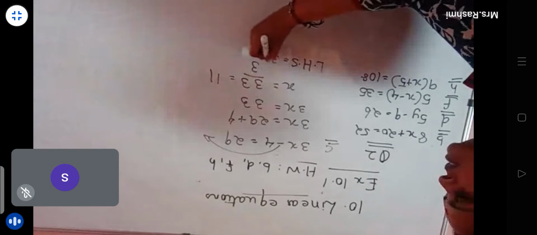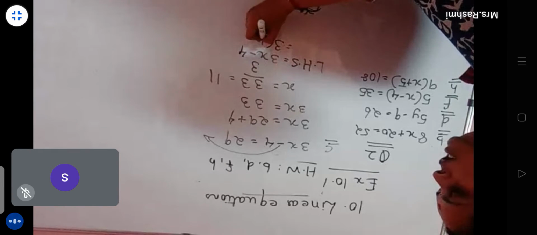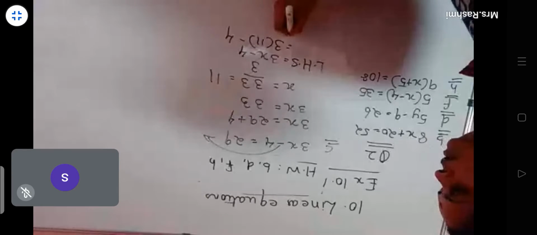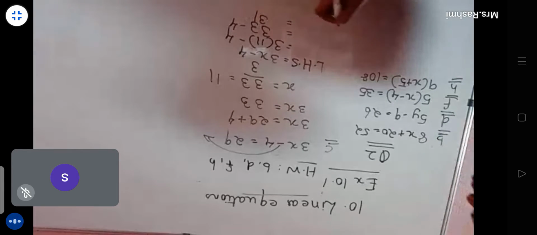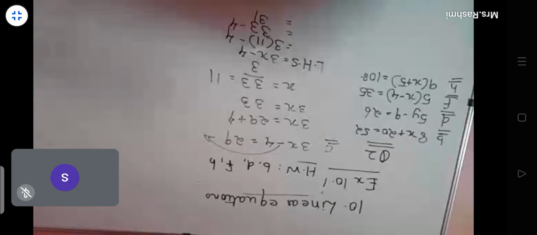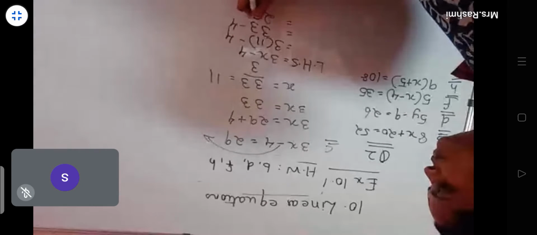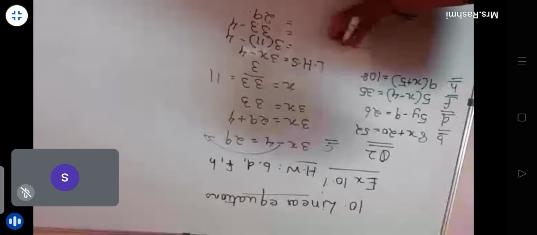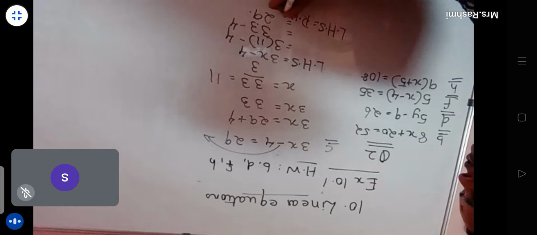LHS is what? 3x minus 4. That is equal to 3 into 11 minus 4, which is 33 minus 4. That is 29. Correct. So we have LHS is equal to RHS.